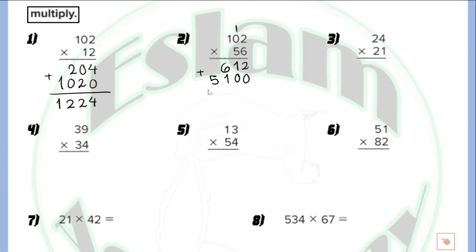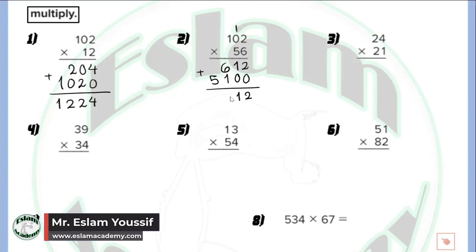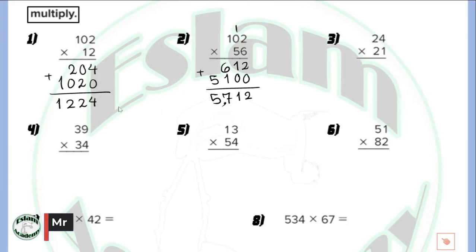After that, I will add the two numbers. So 0 and 2 equal 2. 1 and 0 equals 1. 6 and 1 equals 7. Then after that, write 5. So the answer now will be equal to 5712.